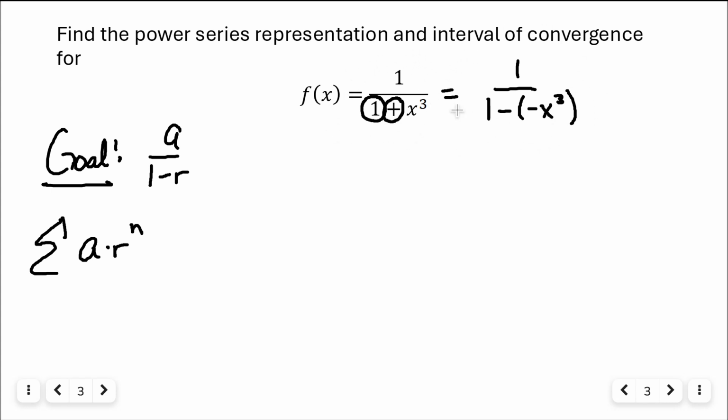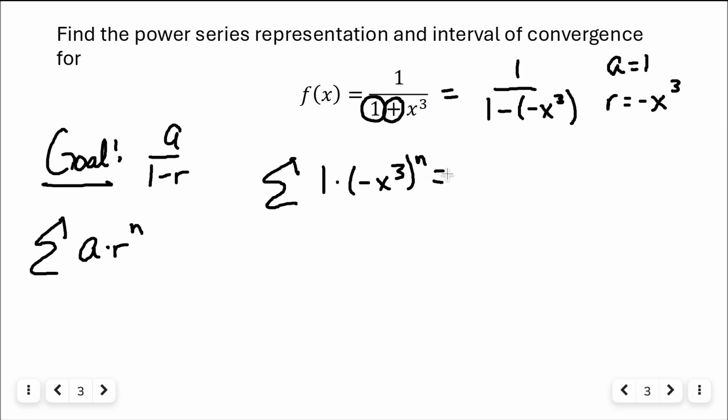All we can do is change the look of the function to put it in this form. So now we're in this form, a over 1 minus r. That means a is equal to 1 and r is equal to negative x cubed. So I can take this and substitute it in here. So then this is going to give me the sum of 1 times negative x cubed to the n power, which I can rewrite as 1 times negative 1 to the n times x to the 3n, right? Take a look, think about it.